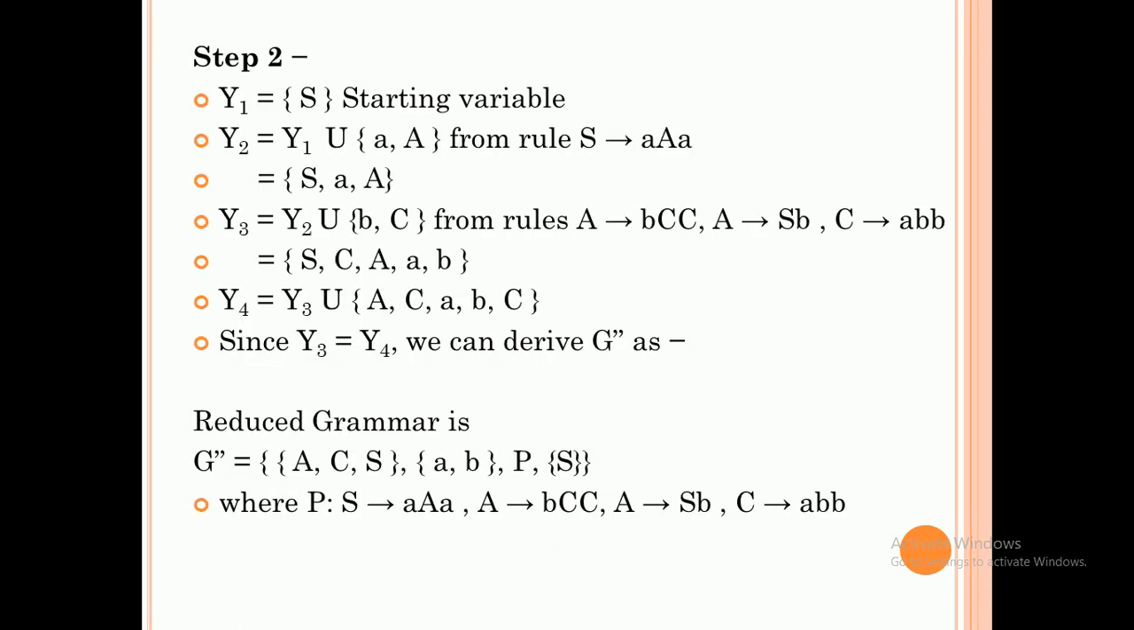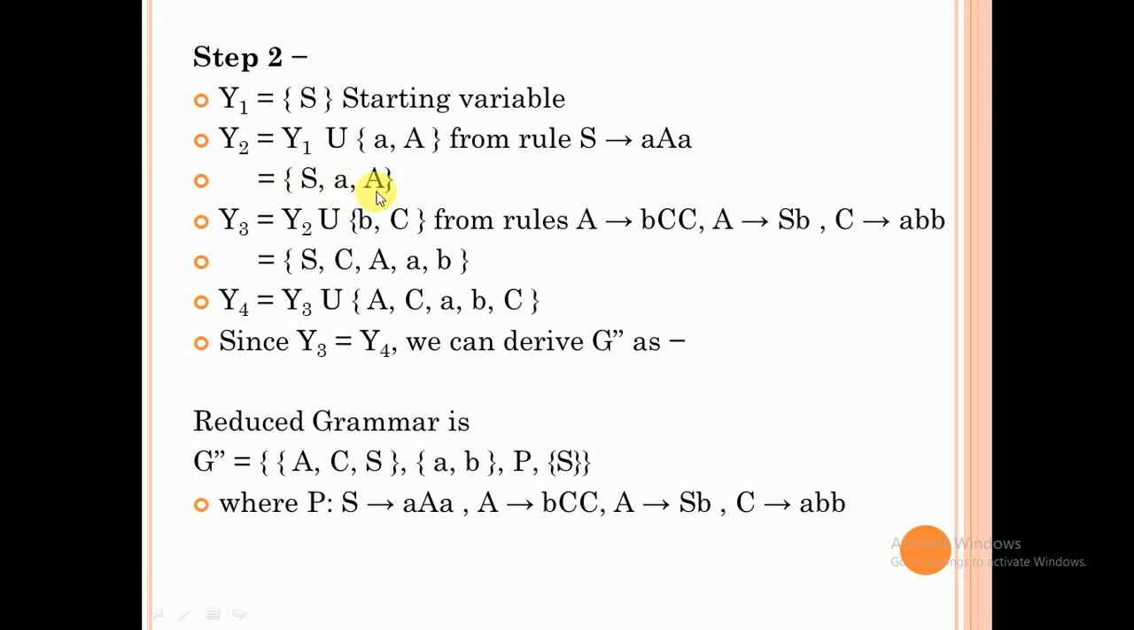Step 2. So y1 is equal to S. Again you need to write the starting variable. Then you need to check the right hand side of S. So you have small a capital A on the right hand side of S. That is the reason I have written A, S. Then y1 union A comma S, you will get S, small a, capital A. Again you will go for the right hand side of S and the right hand side of A.